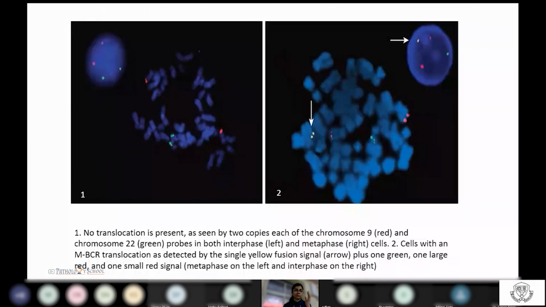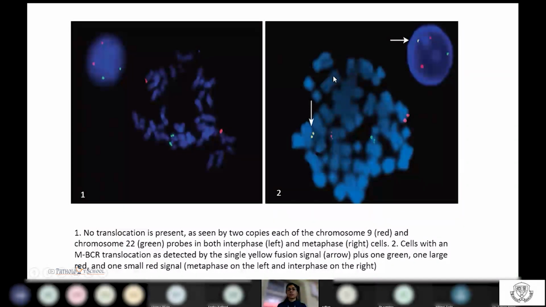Now I'll explain it in this. The first diagram shows no translocation. So you have your chromosome 22, which is in green. You have your pair of chromosome 9, which is in red. So you can see one signal. You will take one signal. So you can see 2 red, 2 green in interphase nuclei.